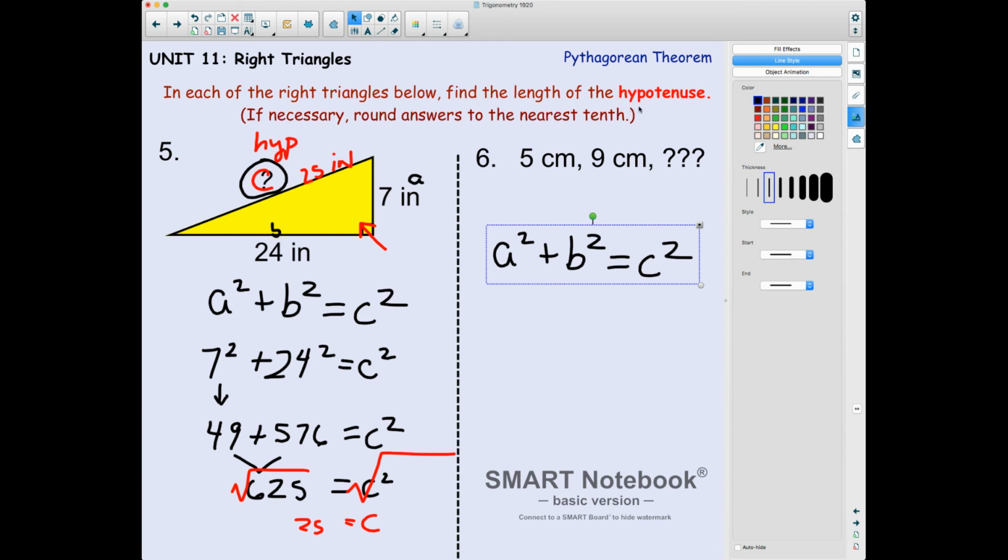hypotenuse. How do two hypotenuses greet each other? They say, hi, hypotenuse. Stop it, Mr. Smith. Just do the math, will you?